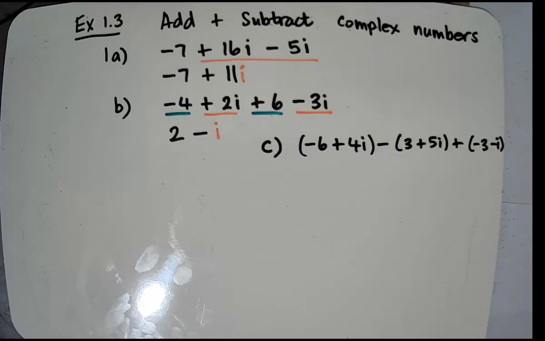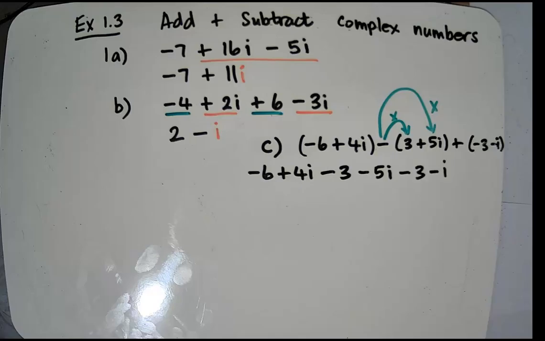Here's example C. Now notice they've placed it in brackets, and when you have a negative in front of the bracket, you will have to change the signs within that bracket. So the first bracket remains the same, minus 6 plus 4i. The second bracket, we will get a negative times 3 will give us negative 3, and a negative times 5i will give us negative 5i. Then the next one is a plus in front of the bracket, which means that will remain the same. Please note, in the bracket it is minus 3 minus i.